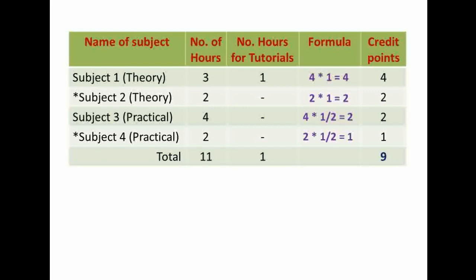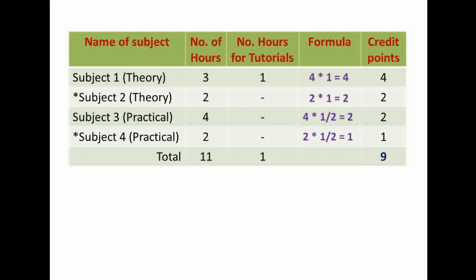Now here we will discuss how the credit points are calculated. You can see here subject 1 is the theory subject and number of hours allotted to the subject 1, that are 3, and number of hours allotted for the tutorials is 1 per week. So total becomes 4. As per the formula we have discussed earlier, the 4 is multiplied with 1 because it is a theory subject and it is equal to 4. So you will get the credit point 4.